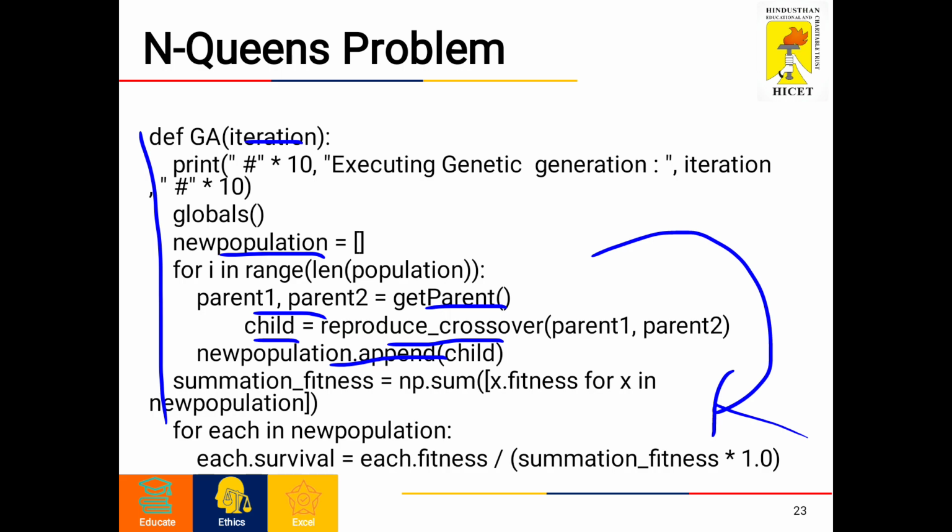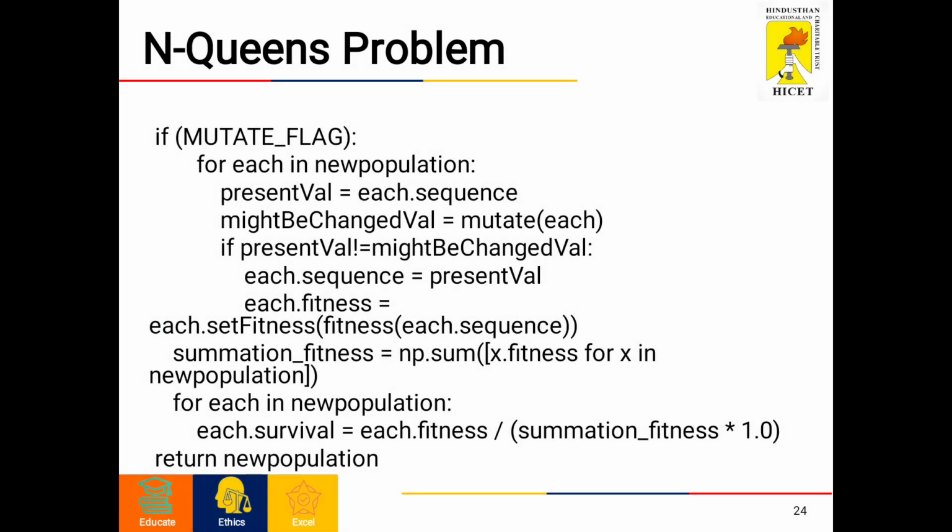Then we'll be finding the summation fitness. The fitness of all the individuals will be added together and assigned to summation fitness. Based upon this value only we can find the survival. So again it will be iterated over the new population. The fitness will be calculated, and the survival will be calculated as each individual fitness value divided by the summation fitness. If the mutation is required, if the mutation flag is set, then we'll check again. It is iterated over the new population.